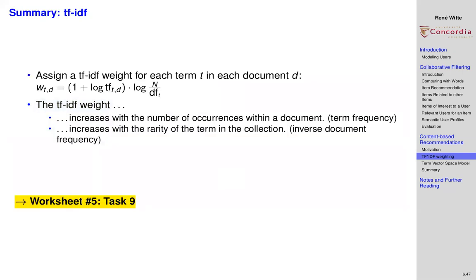So to summarize, we build vectors, one vector representing a document. A document, again, can be anything with content: a blog post, a news article, a movie description. Each weight in that vector is calculated using this tf-idf weight. There's a simplified example on the worksheet to compute a tf-idf vector.